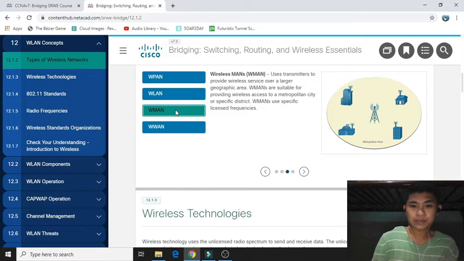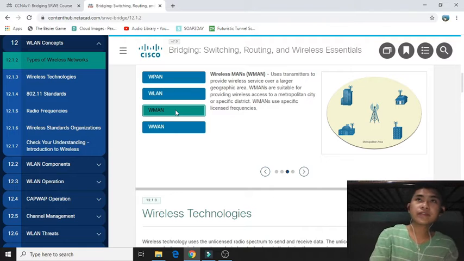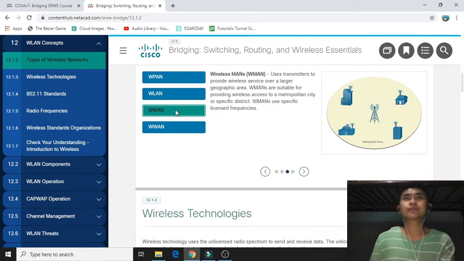Wireless MANs or WMANs use transmitters to provide wireless service over a larger geographic area. WMANs are suitable for providing wireless access to a metropolitan city or specific district, and they use specific licensed frequencies. This is mostly used in the cities or in the government offices, to give Wi-Fi for the people.